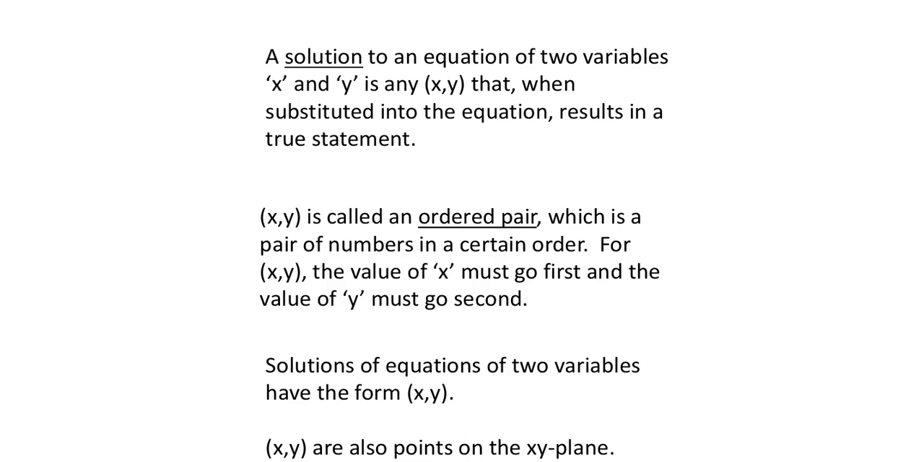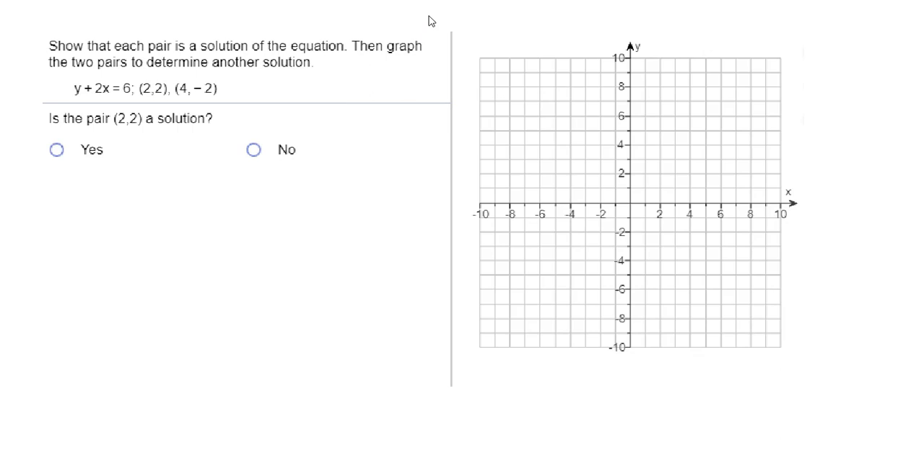All right, so let's take a look at an example. Show that each pair is a solution to the equation, then graph the two pairs to determine another solution. All right, so the equation that we have here is y plus 2x equals 6. One of the ordered pairs we're given is 2 comma 2. And we want to know, is that pair a solution to this equation?